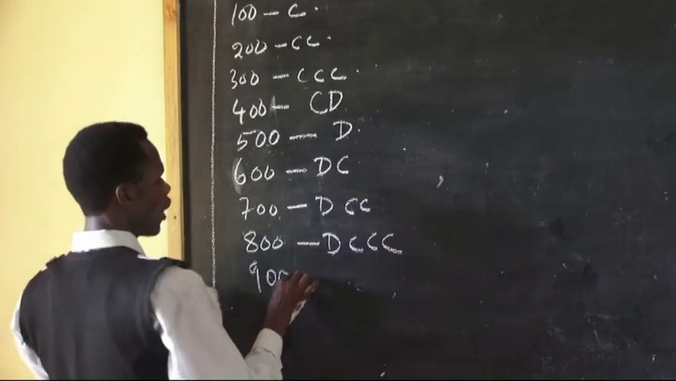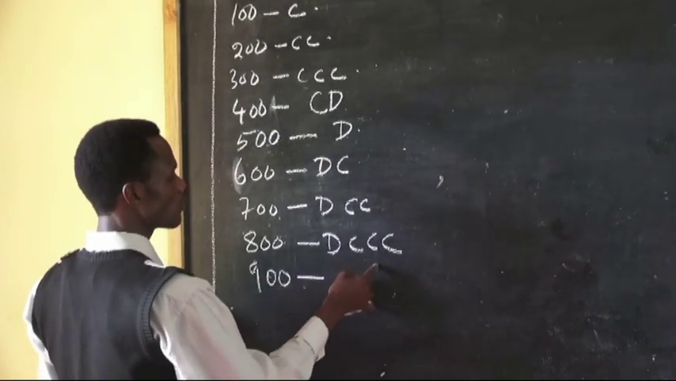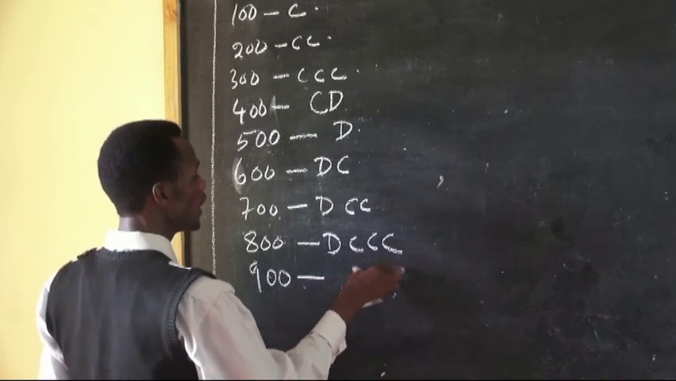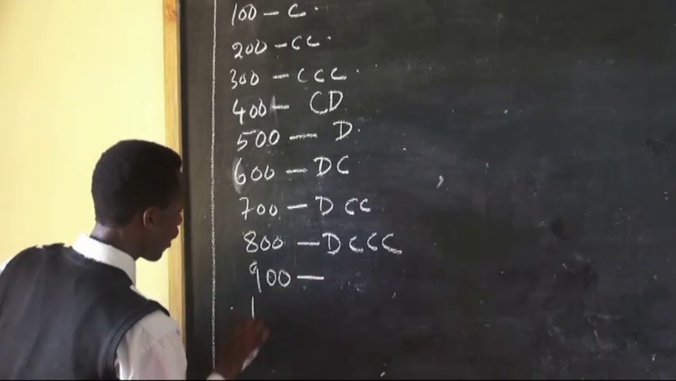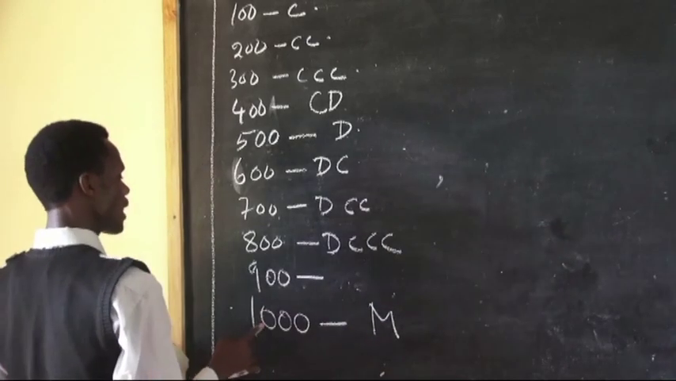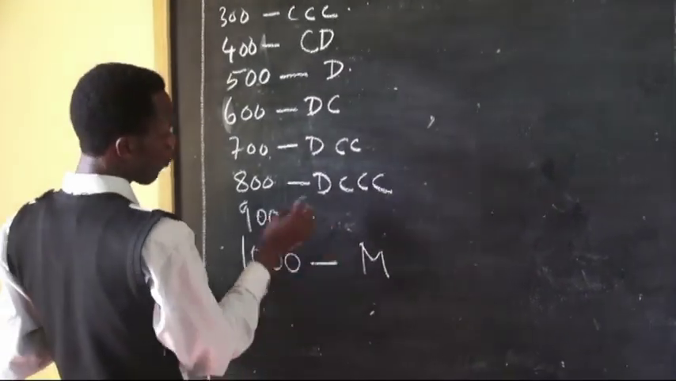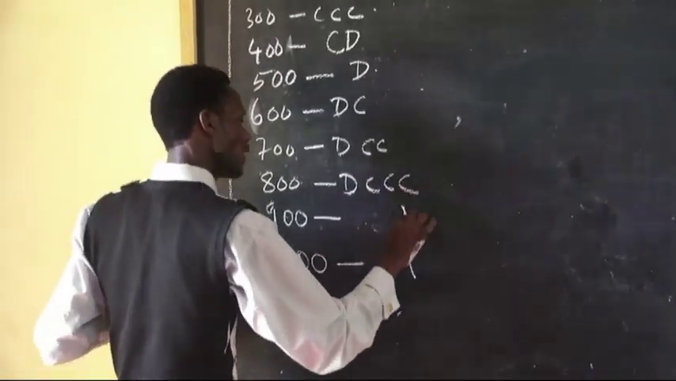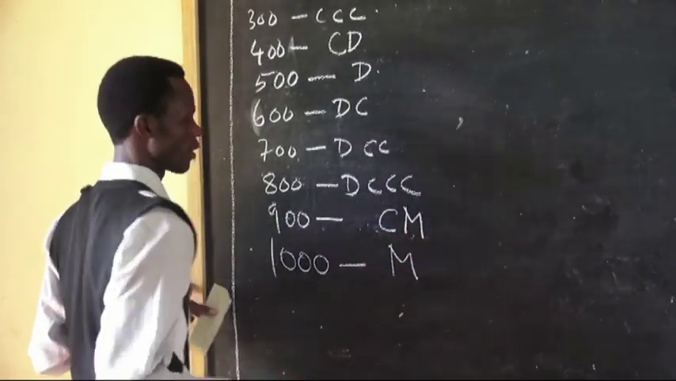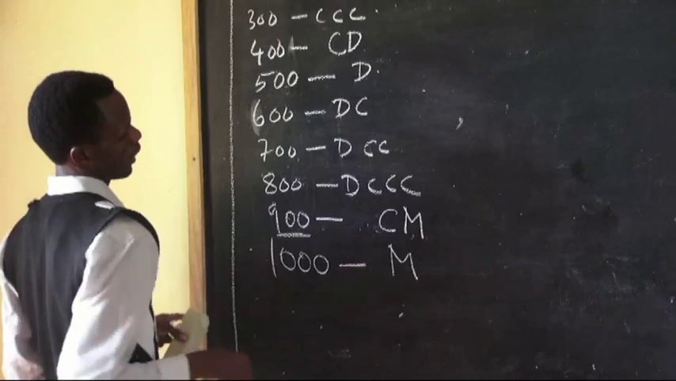So 900, we are not supposed to write D and four C's. It is not allowed. Now we write 1000, which is represented by M. What you do is take 1000 minus 100, which is equal to 900. This is how we write it.